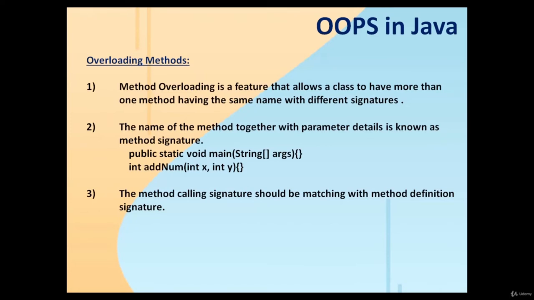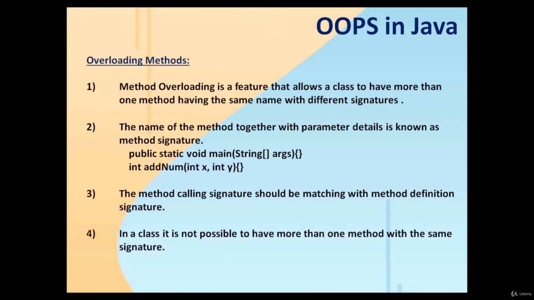So method calling signature should match the method definition signature. And in a class, it is not possible to have more than one method with the same signature. So return type can be anything. In the method signature, return type is not considered at all. Name of the method together with argument details. So suppose in our class, we have the main method, and an addNum method with two integers, return type is int. I cannot write one more method, the return type can be anything, void addNum, again with integer x, integer y. It is not allowed.